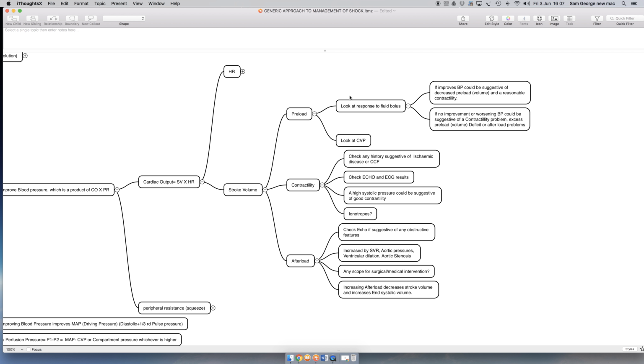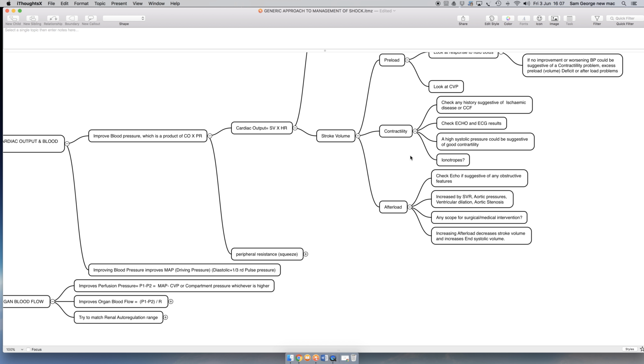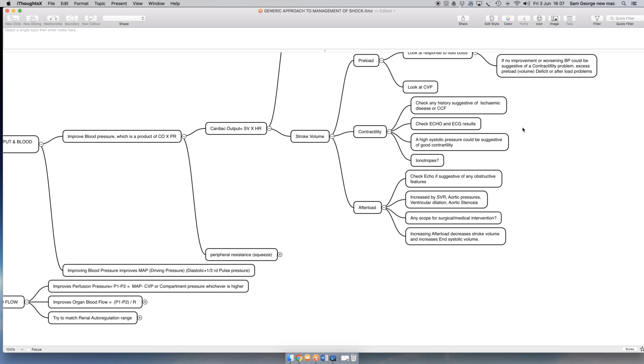If I see a high systolic pressure, usually I'm happy because that's indicative of a good contractility. Okay, and the question at this point is, if they are not fluid responsive, you have to think, could this patient benefit from inotropes, especially if they've got a poor underlying heart? So again, you have to think about escalating care. And then comes afterload. Check if the echocardiogram is suggestive of any obstructive features.